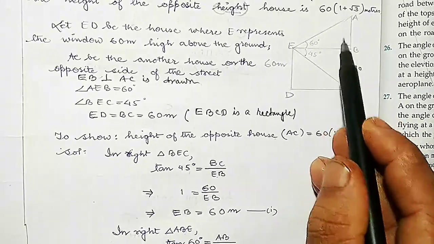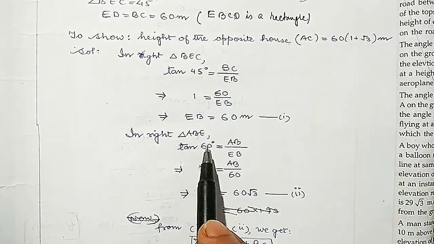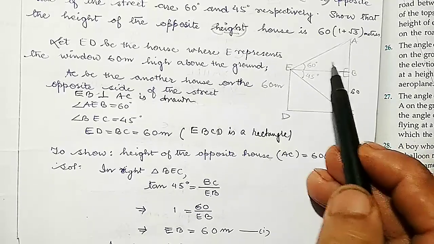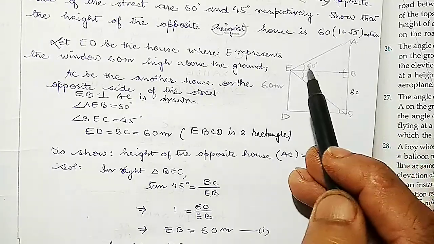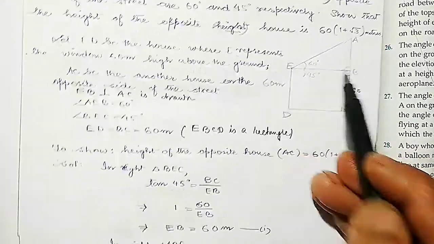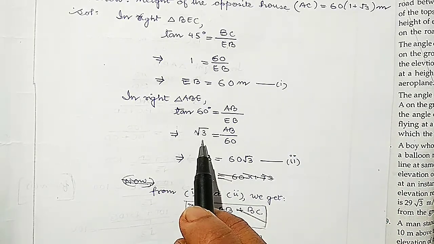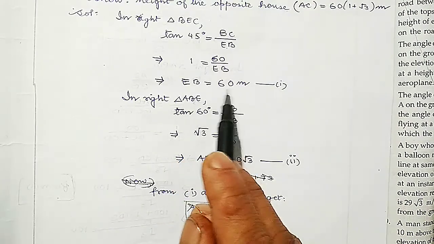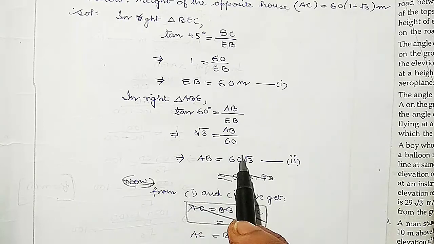Now we are going to consider the upper triangle, that is ABE. In triangle ABE, tan 60 will be AB by EB. Just see, in this triangle, this is the base and this is the perpendicular. So tan 60 equals AB by EB. Tan 60's value is root 3. AB is not known and EB we have already calculated as 60. So if I cross multiply, I am going to get AB equals 60 root 3.